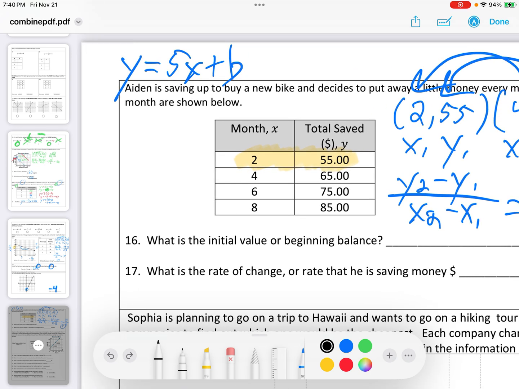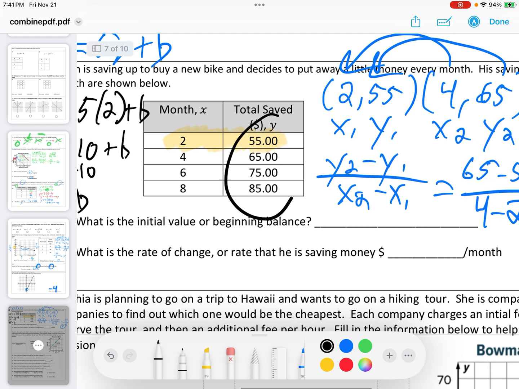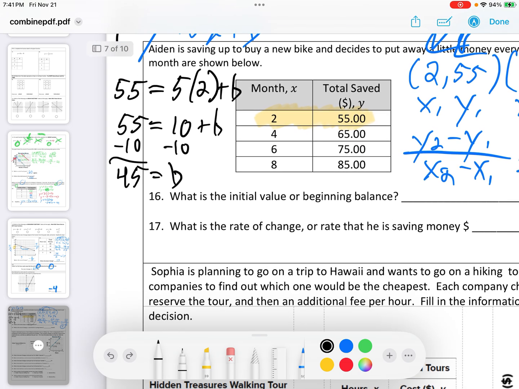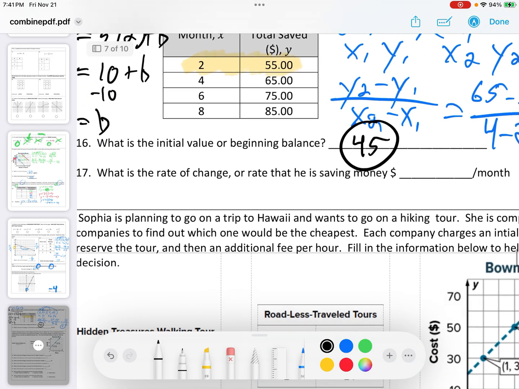Oh, excuse me. So instead of y, I'm going to use 55. So for y here, 55. Okay, let me make those 5s look similar. 5 times 2 plus b. 55 equals 10 plus b. 45 equals b. All right, so we started off with 45 bucks. So I could have done that in my head, but I didn't want to be wrong. And of course, as a math teacher, I should show you all of the steps.